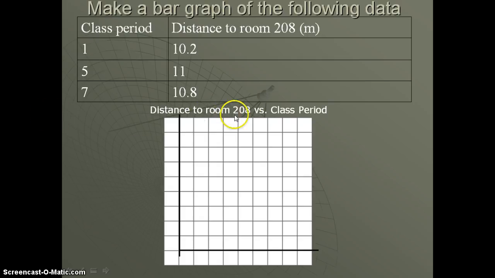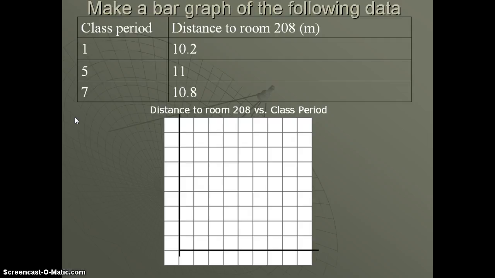So distance to room 208 is the dependent variable. Class period is the independent variable. So the distance measured depended on which class measured it. That makes sense.